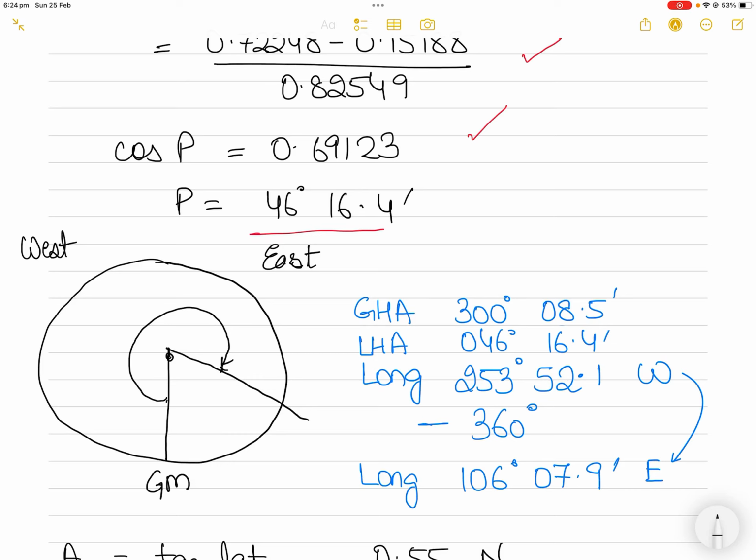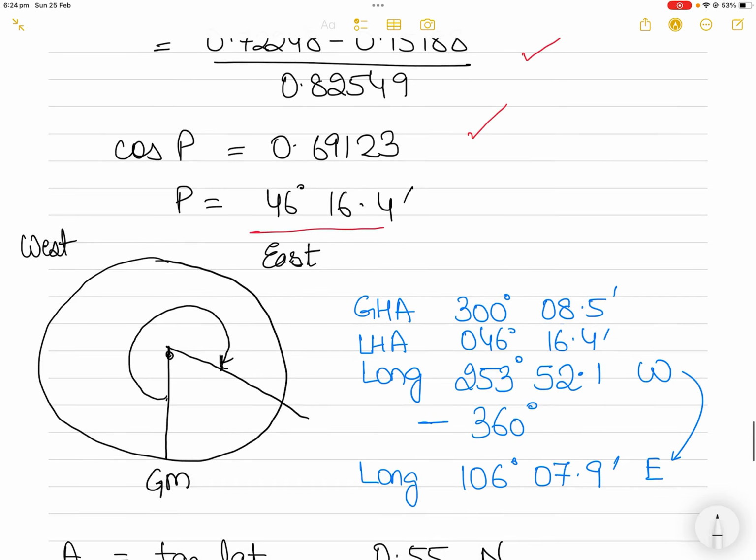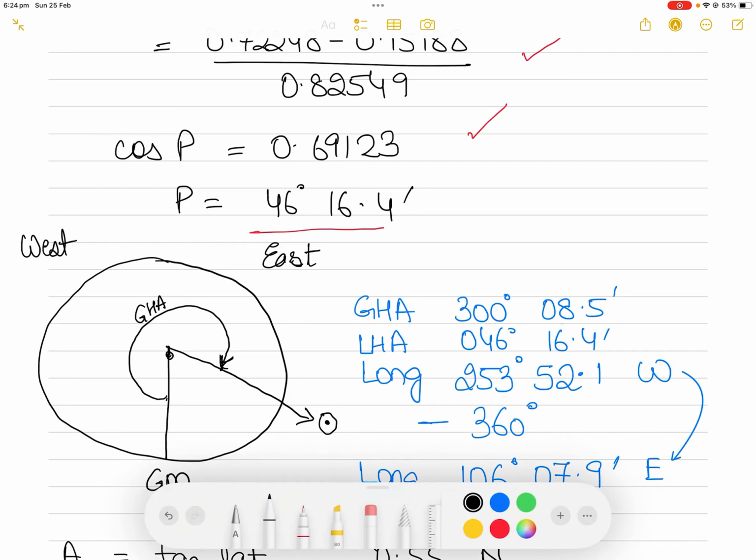Each quadrant is 90 degrees. So if I go round, this should be your GHA, 300 degrees 8.5, and this is where you draw your Saturn. All right, this is your Saturn, GHA Saturn. GHA Saturn is 300 degrees 8.5.